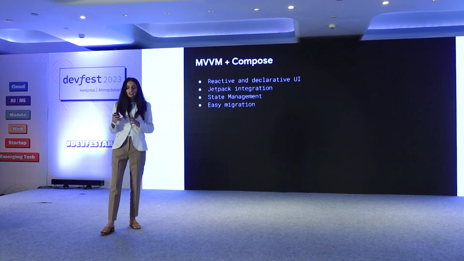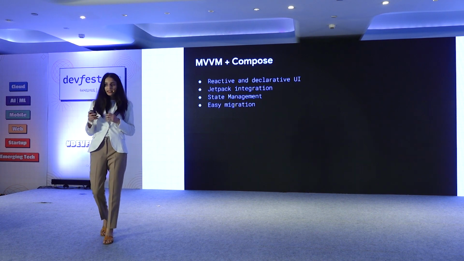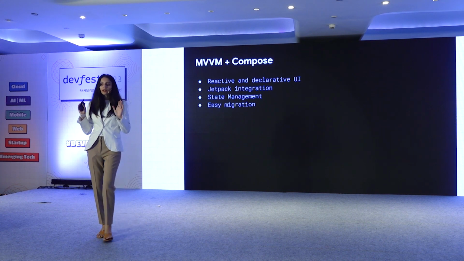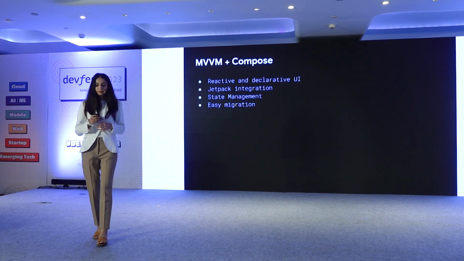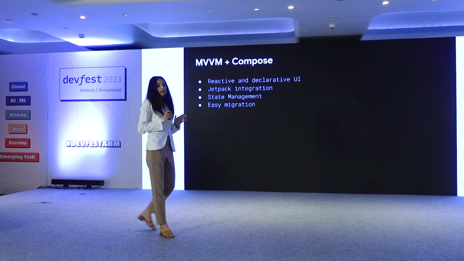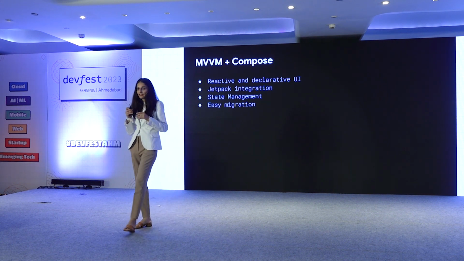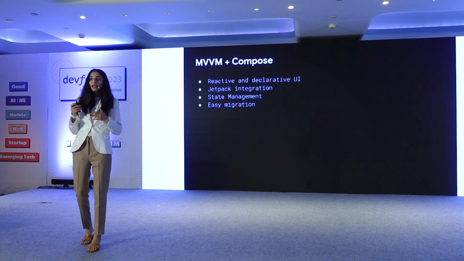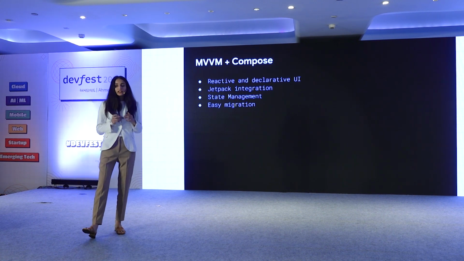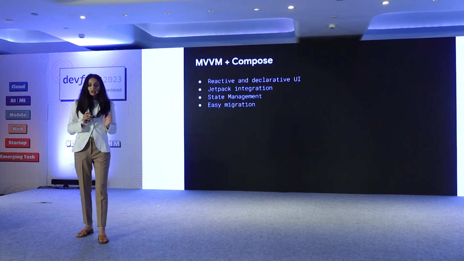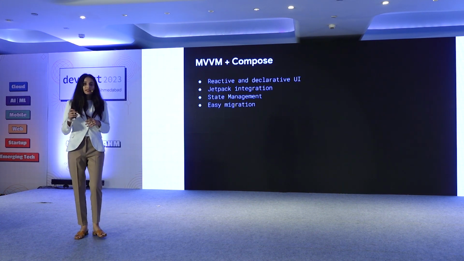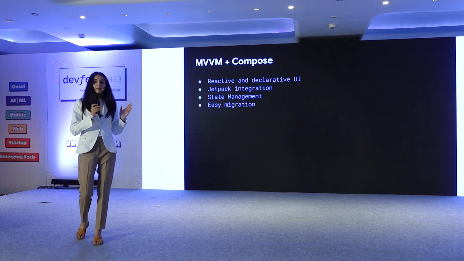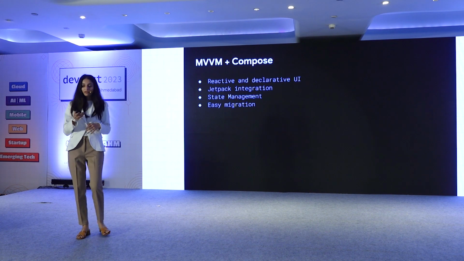MVVM provides a structured way to manage and update the application state. So again, the state management is good if you have less state in Compose. Easy migration. If you are already using MVVM in your view-based application, like if you are still using XML and you want to migrate to Compose, it will be very, very easy. Your view models largely stay the same. The only thing you need to change is your views. You need to remove the XML and create the composable files.